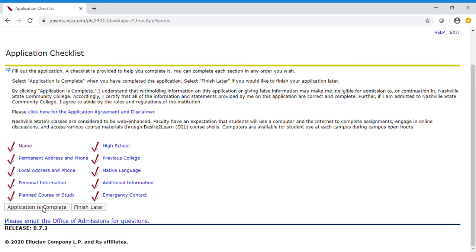Now you'll notice right here we have all check marks. This is great. Now the application actually is not done. And this confuses a lot of people because they see all the check marks and they think it's done. But you actually need to press application is complete. So once you press that, your application is actually sent in and it's under review. They will also give you a list of items that you are going to have to send in.